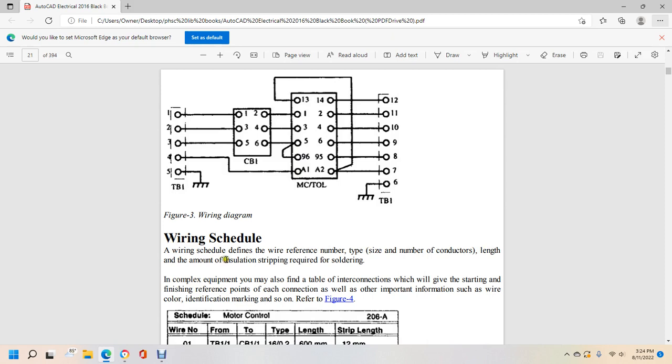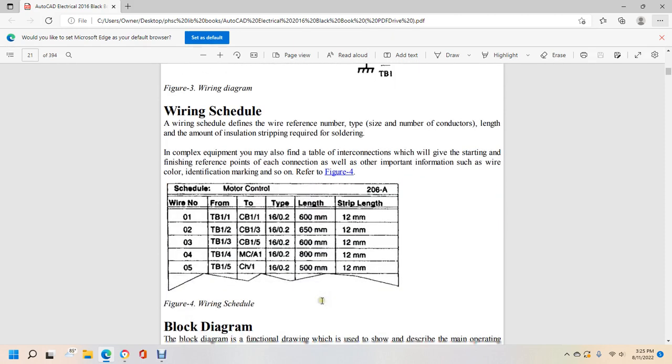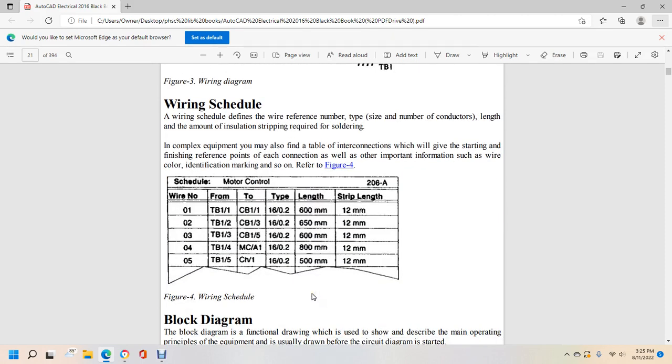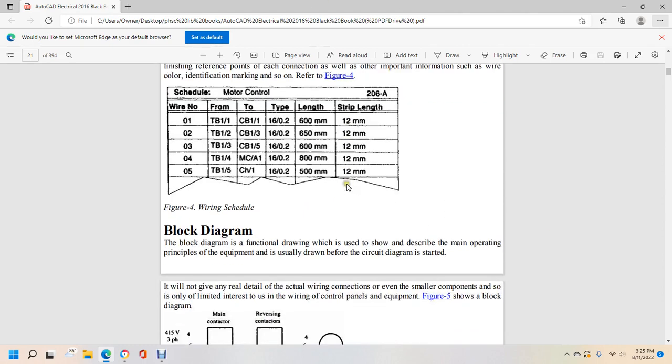A wiring schedule is defined with the wire reference number, the type of wire, the number of conductors, the length, and the insulation strip length required for soldering complex equipment. It must also include a table of interconnections, which gives the starting reference point of each connection, as well as other important information such as the wire color, identification marking, and so on. Refer to Figure 4. The wiring schedule shows the wire number, from, to, the type, the length, and the strip length, and for the motor control, the number would be 206A.